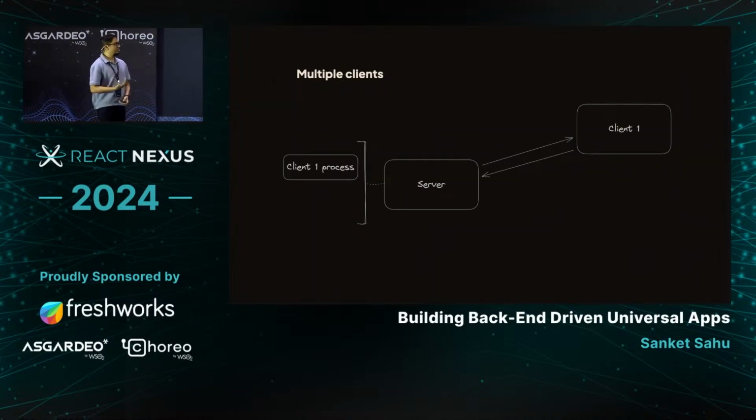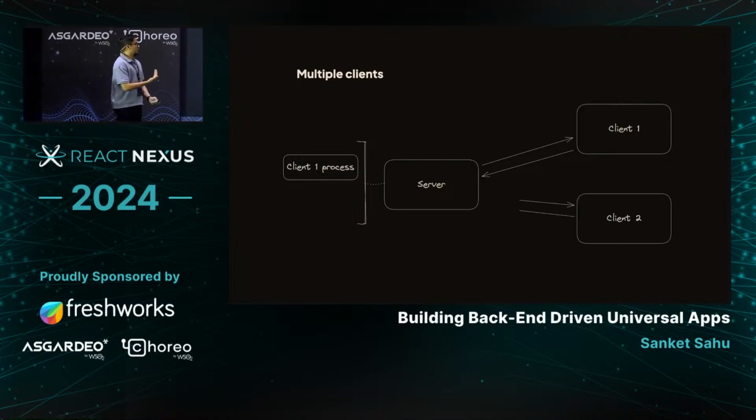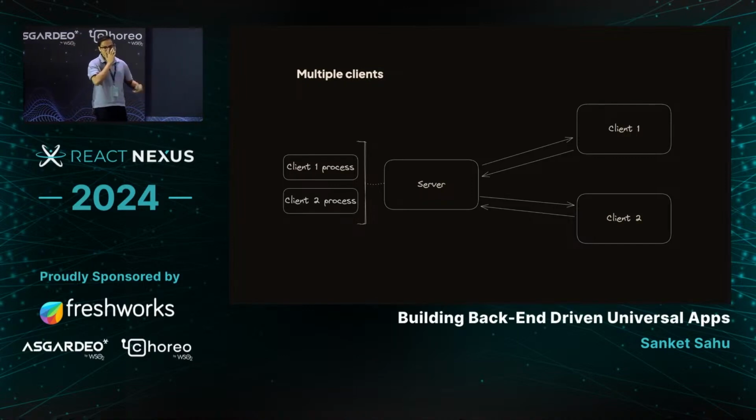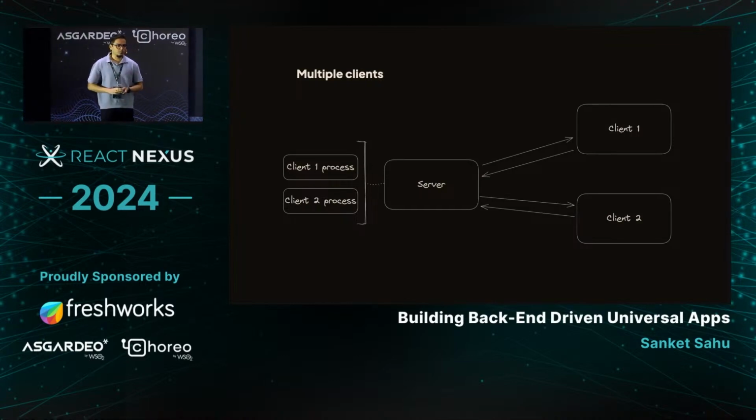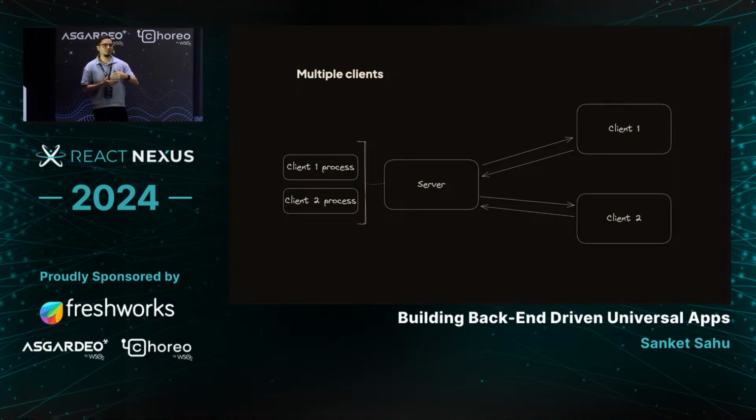So if we connect a client to the server, we have to start a client process on the backend, and if we connect a second client, that's another process that runs. So this is something different than server-driven UI. We are invoking a whole new process whenever a client connects, and we are maintaining the whole state of every client on the server, which is interruptible. And this is slightly different.